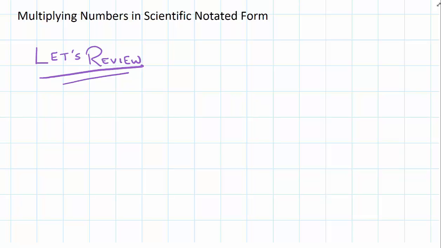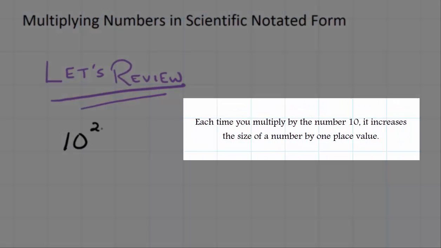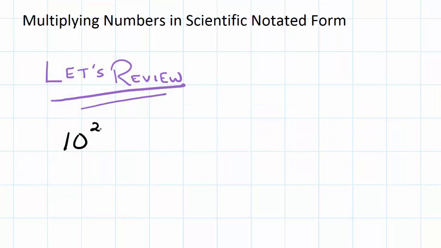In this lesson, I'm going to talk to you guys about multiplying numbers that are in scientific notated form. And the first thing that we've got to do is a little bit of a review to make sure that we understand how to combine our exponents when we have base numbers that are the same. So I'm going to give you 10 to the second times 10 to the third.